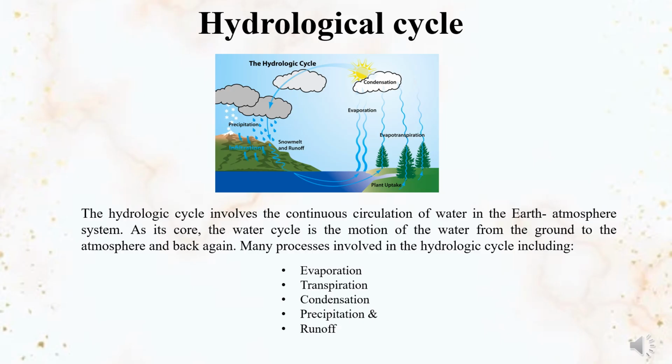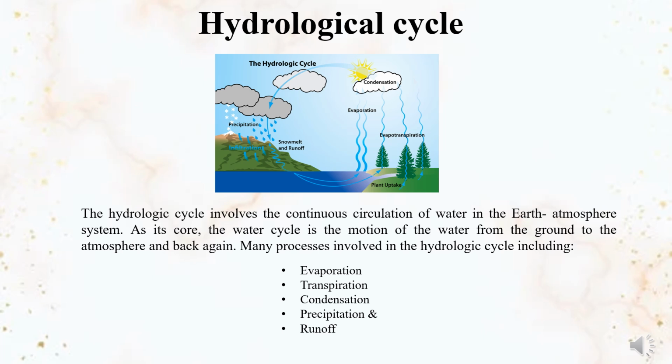First one is the hydrological cycle. So, what is the hydrological cycle? It defines the hydrologic cycle involves the continuous circulation of water in the Earth atmosphere system. At its core, the water cycle is the motion of the water from the ground to the atmosphere and back again. Of the many processes involved in the hydrologic cycle, the most important are evaporation, transpiration, condensation, precipitation, and runoff.